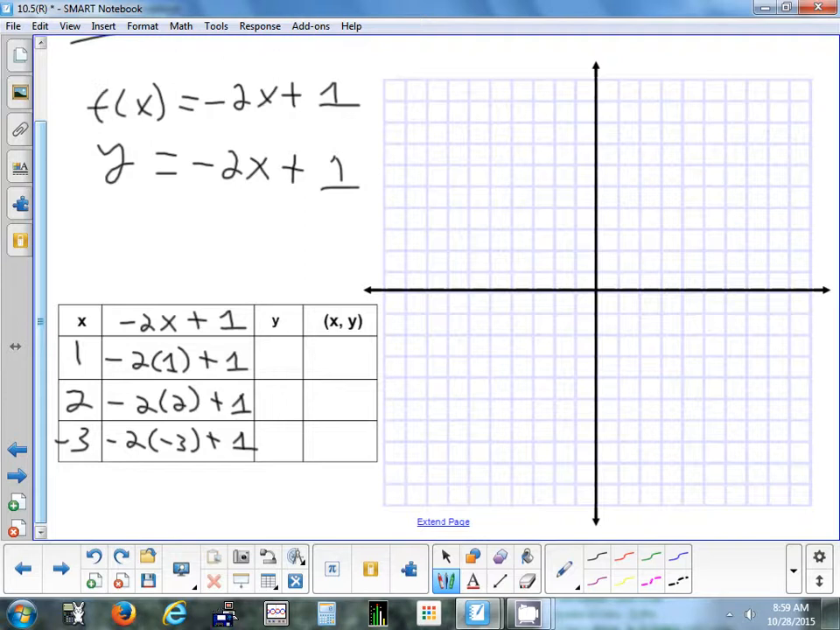Okay, do our arithmetic out. Negative 2 times 1. Kevin, what does that give me? Negative 2. And then plus 1. Negative 1. Good. All right, there's our first one. Second one. Rose, what's negative 2 times 2? Negative 4. Good. Negative 4 and then plus 1? Negative 3. Nice. All right, and last one. Negative 2 times negative 3.